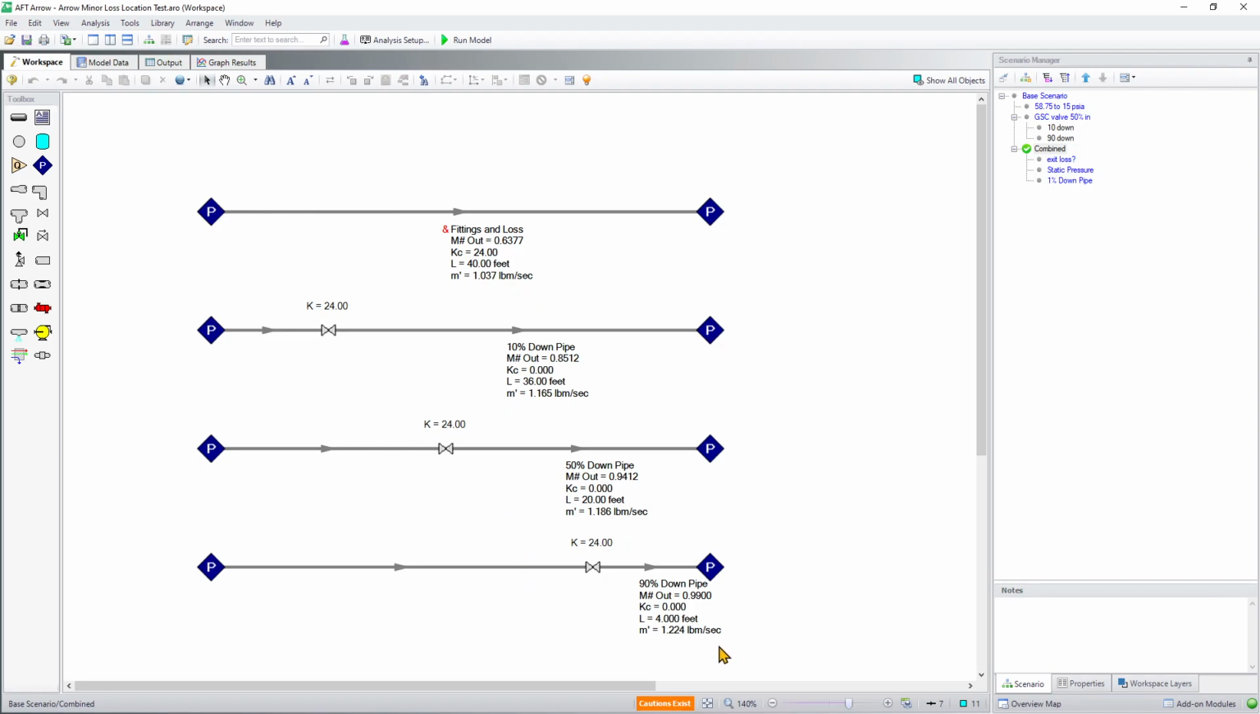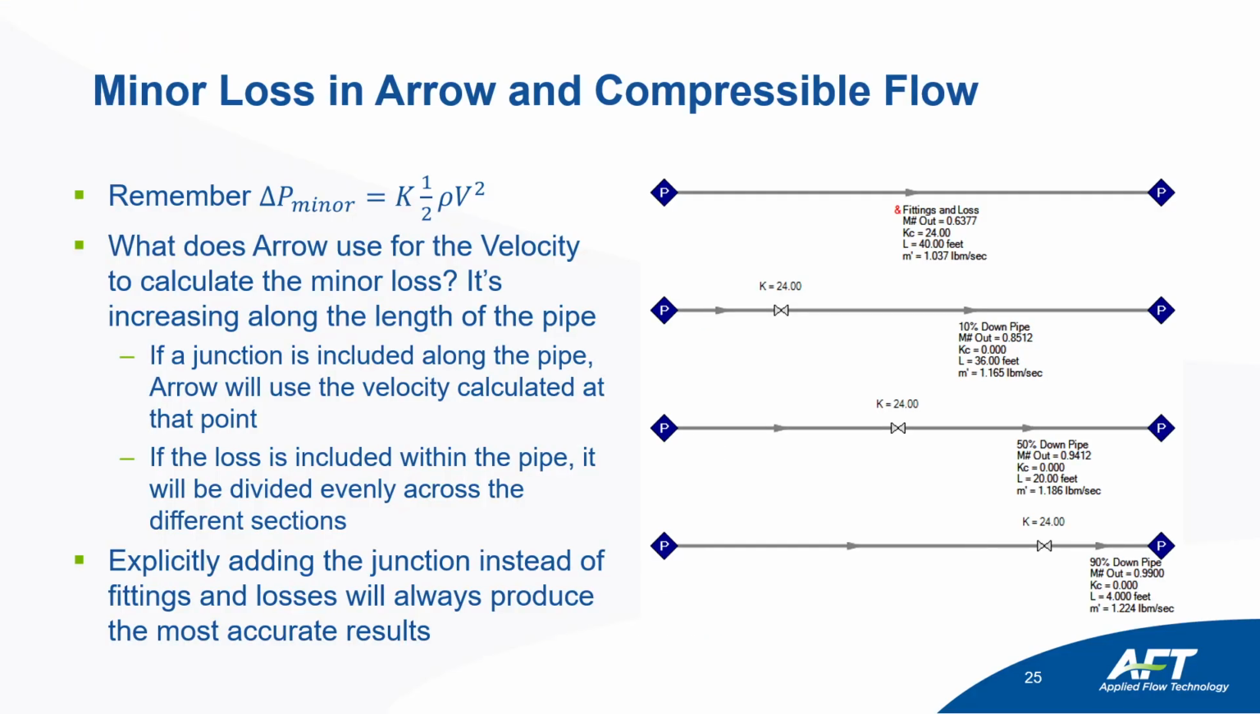So when in doubt, explicitly model your junctions unless you truly know that it is irrelevant. That's the sign of a good, competent engineer. Know what is useful and not useful to include. So that's one of the things we encourage. We tend to say explicitly adding these junctions instead of fittings and losses will always produce the most accurate results to your system. So we encourage doing them.